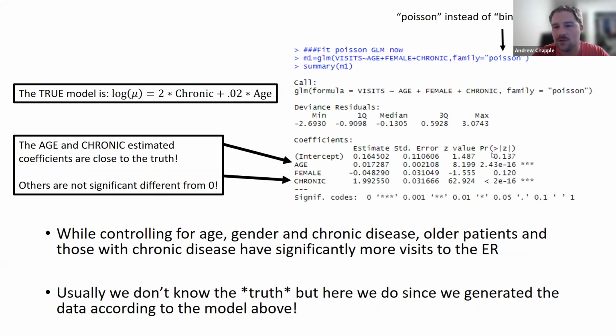Now, what are my results? My results say that age significantly increases my overall hospital visits, because this estimate is positive. I see chronic condition significantly increases hospital visits because it's positive. However, since the female coefficient is non-significant, there's no effect of female gender on number of hospital visits here. Now, usually I don't know the truth. Here I know the truth just because I generated the data that way. And this is to show you that if you get enough data, you can actually capture the truth of what's going on.